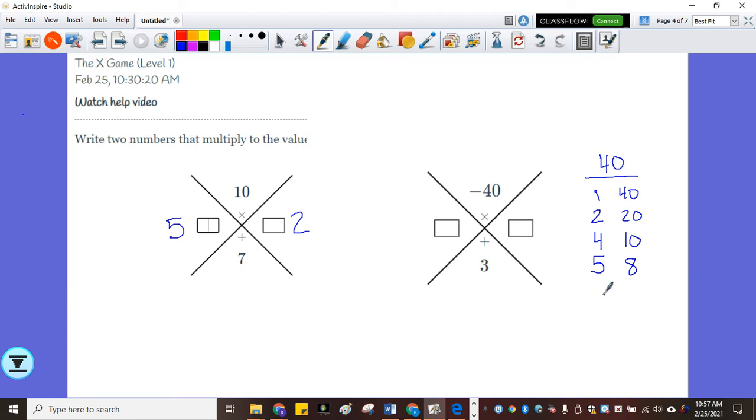What about 7? No, the next number I'd check would be 8. And it's 5. We already knew that. So then there are all of your factors of 40. All of these multiply to 40, but it has to multiply to a negative 40. So one of them has to be negative. It has to add to 3.